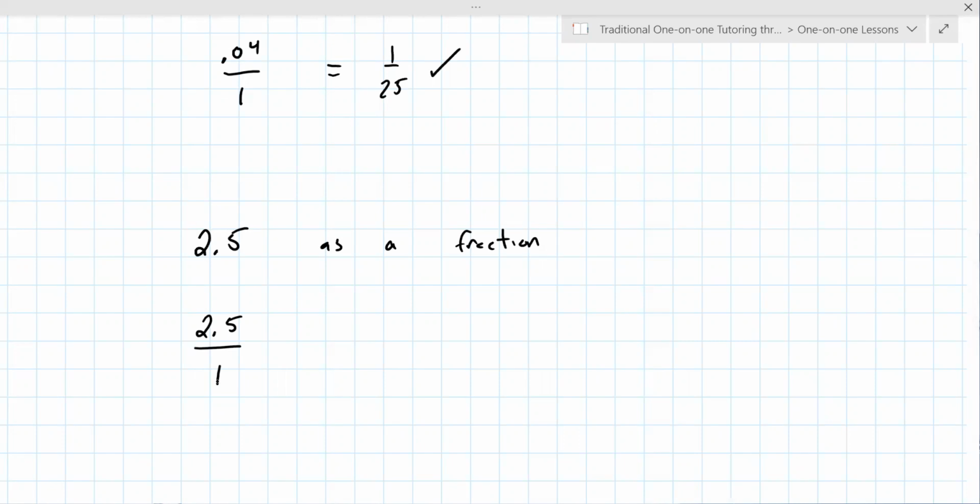Okay, so this one you write over 1, just like we did in the previous problem. Now, how many decimal positions are there? 1. So you multiply top and bottom by 10. So it's 25 over 10. And I want you to try reducing this, please.